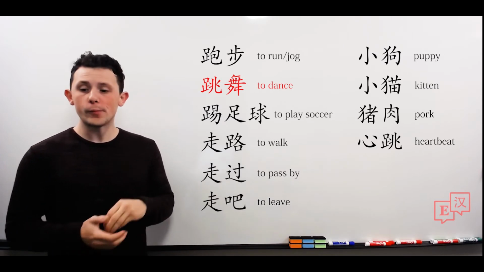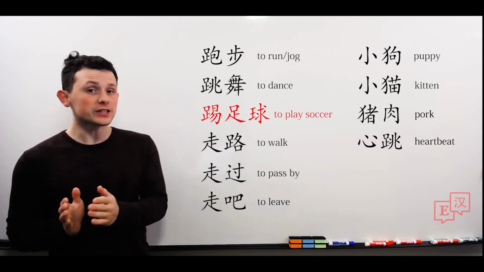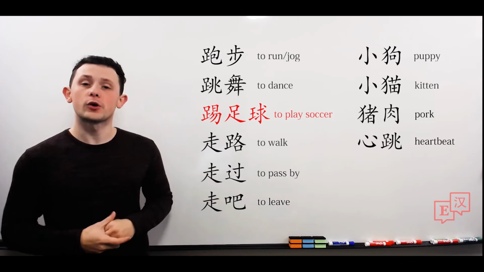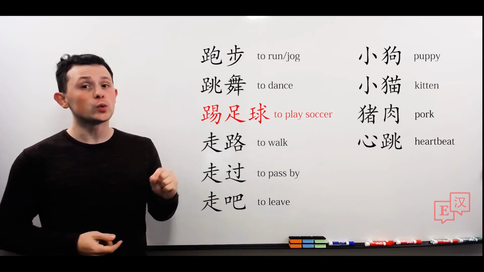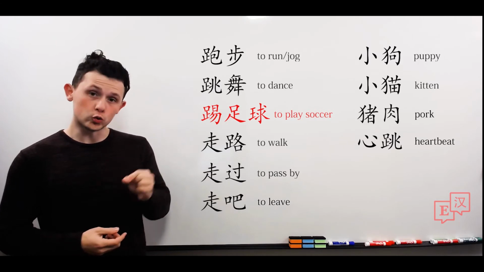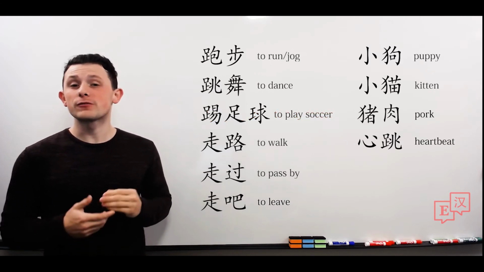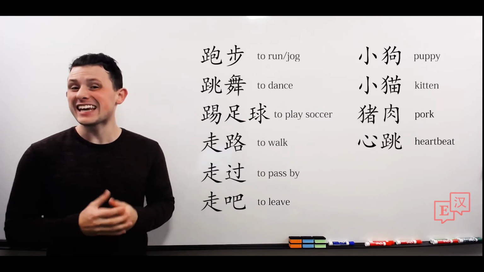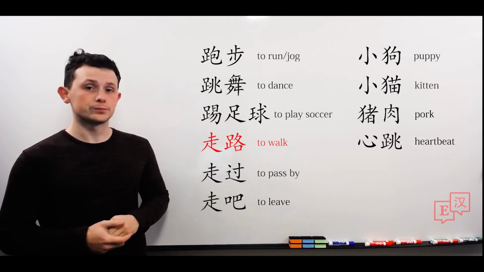Next we have to play soccer. Literally kick soccer ball, or kick football rather. Ti zu qiu. Next we have words including the character zhou, meaning to walk. First, zhou lu.